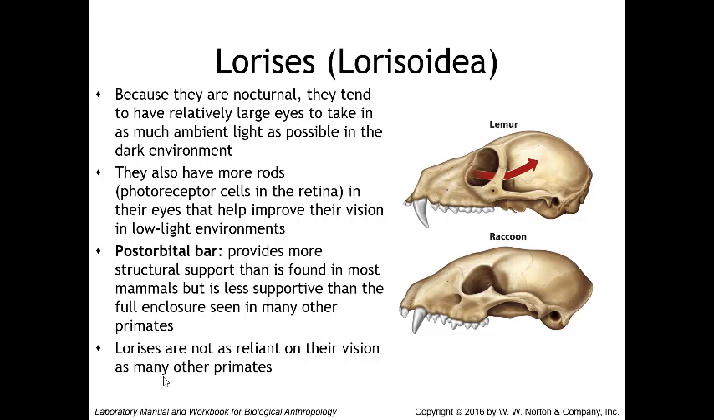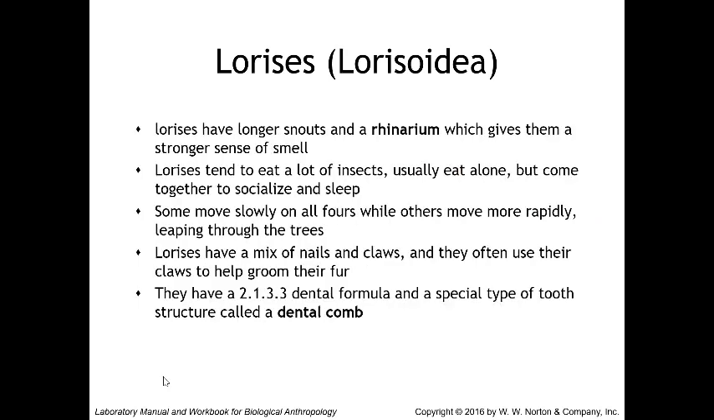So the sense of vision is not enhanced. You will have other senses, like the sense of smell, enhanced. So here we have Lorises have longer snouts and a rhinarium. And rhinariums and the longer snouts give them a stronger sense of smell. So you might be asking, what is a rhinarium? A rhinarium is a damp pad at the end of the nose, similar to what we find in a dog, right? So the reason why your dog's nose is always wet is because that's the rhinarium, right?